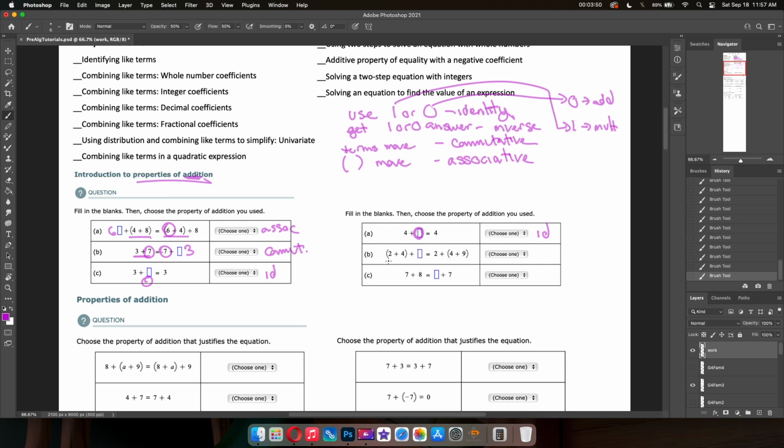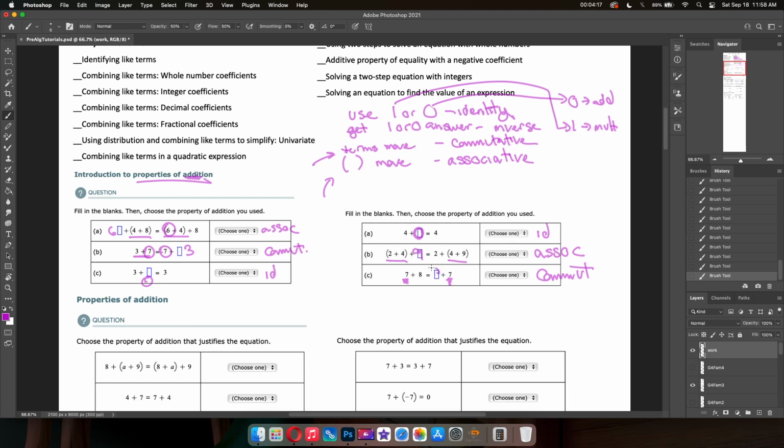Over here, we have parentheses in front. They moved to parentheses in back. So when I trace my way up here, I now know that that is associative. And therefore, this number is going to be 9. Then over here, 7 plus 8 equals something plus 7. You notice the 7 was in the front, and now it's in the back. If the terms are moving, that is commutative.